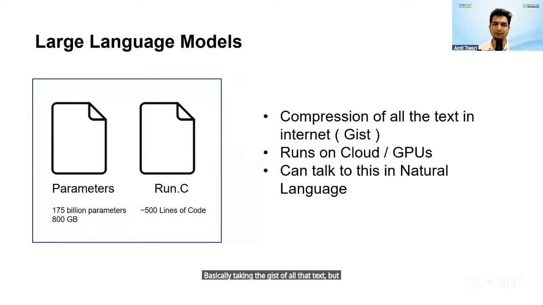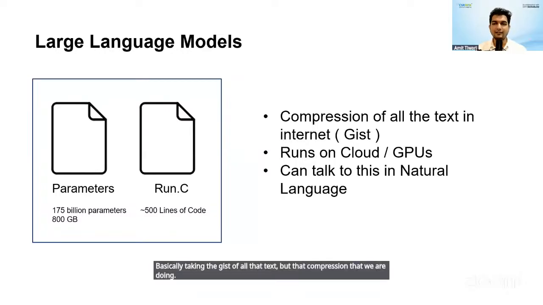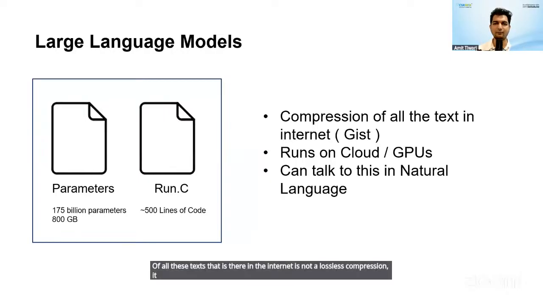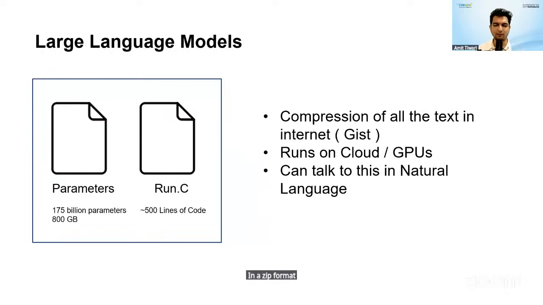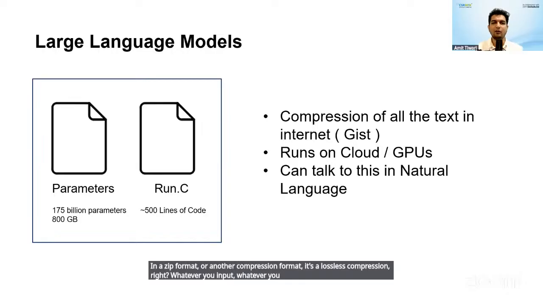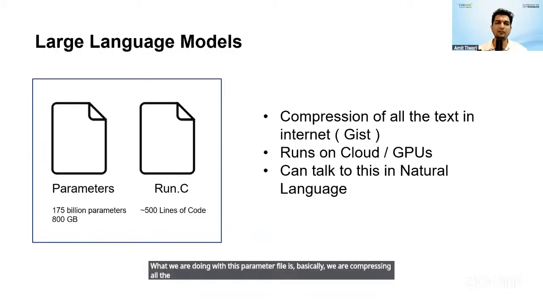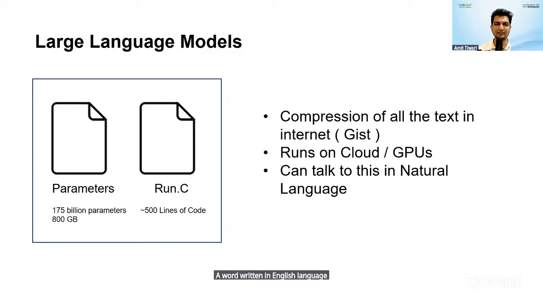But that compression of all the text on the internet is not a lossless compression. It is a lossy compression. When you compress some file in a zip format or another compression format, it's a lossless compression, right? Whatever you compress will always come out the same way. What we are doing with this parameter file is compressing all the words written in the English language into these parameters, which is kind of like a gist of the language.